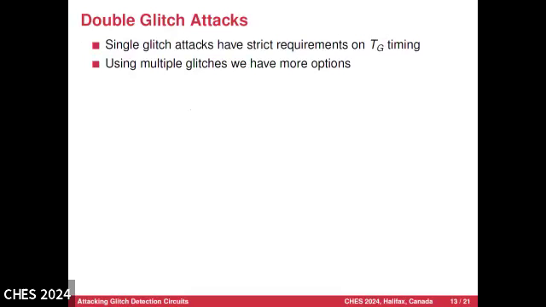Next we have some double glitch attacks. In both of these previous experiments, we had fairly strict requirements on this TG timing. When we're doing fault injection attacks, it's beneficial to be able to change the parameters in order to try to provoke a useful fault. We'll see that by using multiple glitches, we have some more options in the timing, and it's slightly more relaxed.